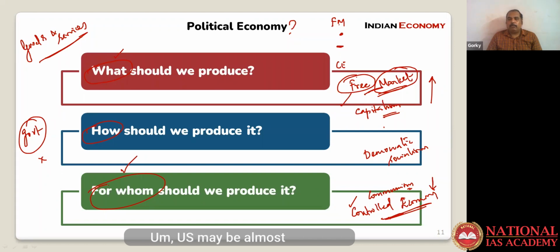US may be almost near it. Okay, though it is not a completely free market, it is, say, for example, 90%. You can't just mention in percentage, just to understand, 90%. India may be, say, 80%. Clear? So that is how. Whereas China may be 100% state controlled or 80% state controlled on this side. China will be here. Clear?